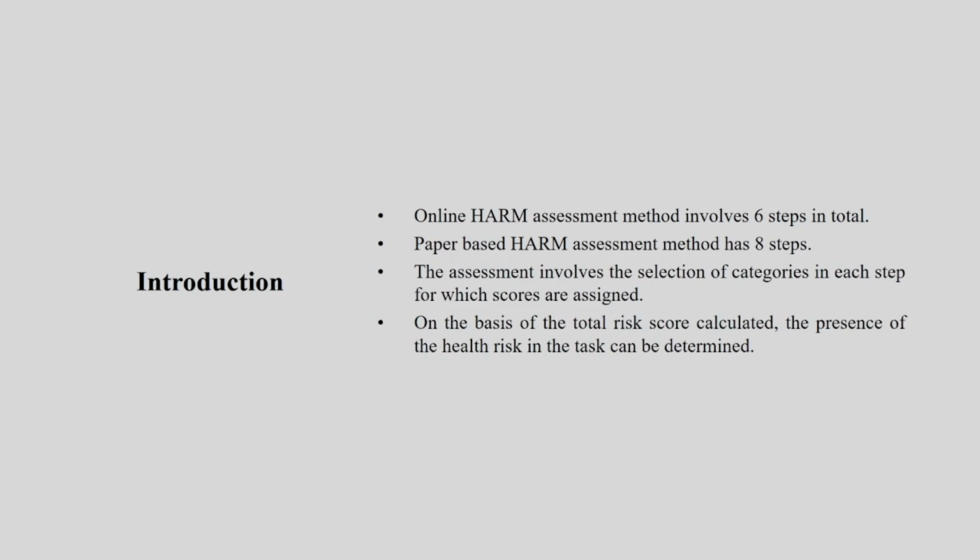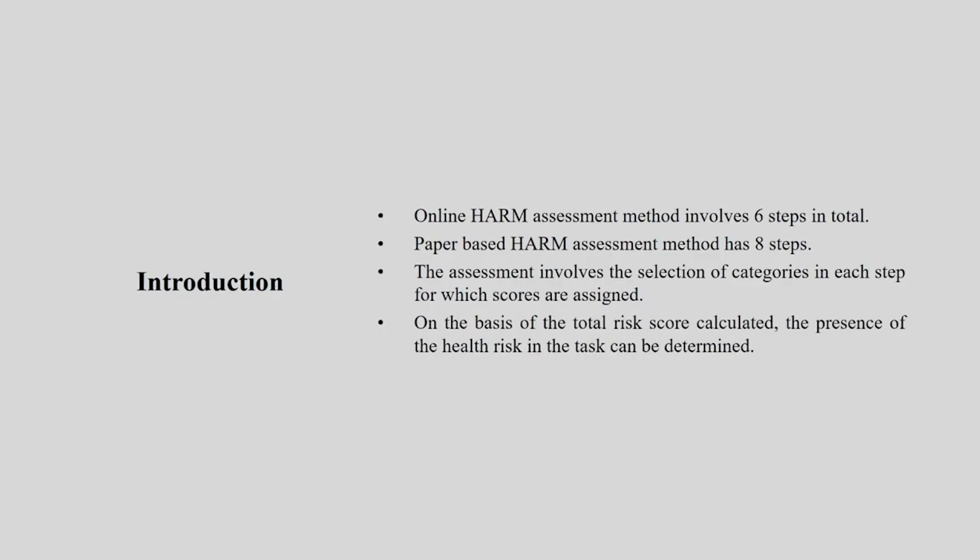If you are using online, the software will help you get the job done within 6 steps, whereas if you are doing it with pen and paper, the basic calculations are done in the back end when you are doing it online. But if you want to do it offline, with pen and paper, then you have to do 2 more extra steps. The assessment involves the selection of categories in each step for which scores are assigned.